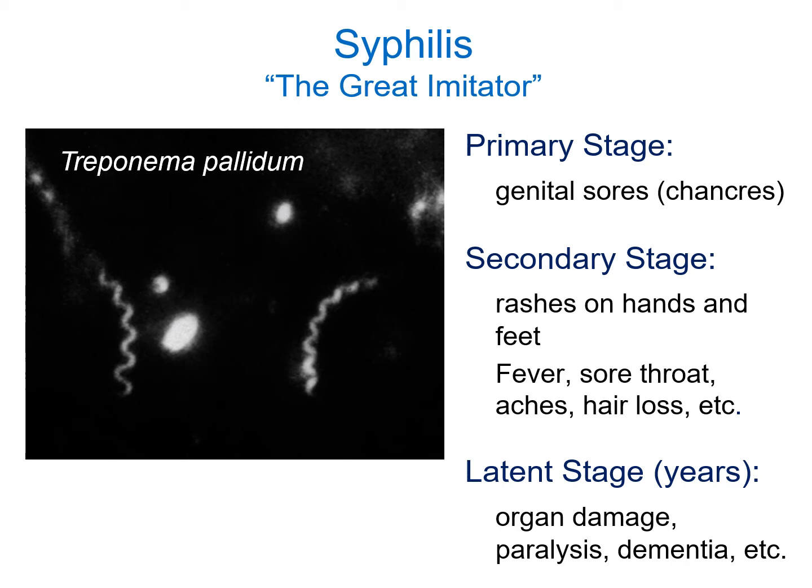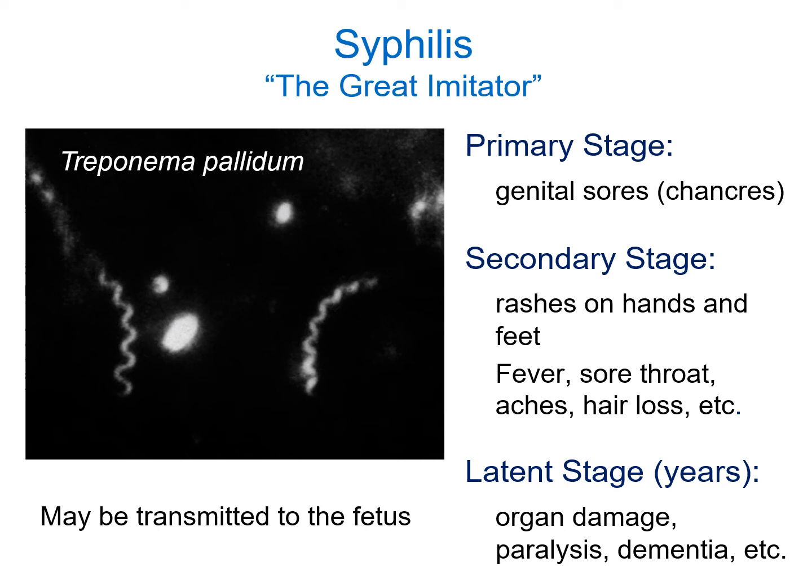And then if this is ongoing and not treated, it can be very damaging. So it can move into muscle, into bone, into the central nervous system. So it can cause systemic organ damage. It can cause paralysis in some cases, dementia, and also disfigurement as well. So it can affect the maintenance of bone. It can affect the facial bones and change the shape of your face, for instance.